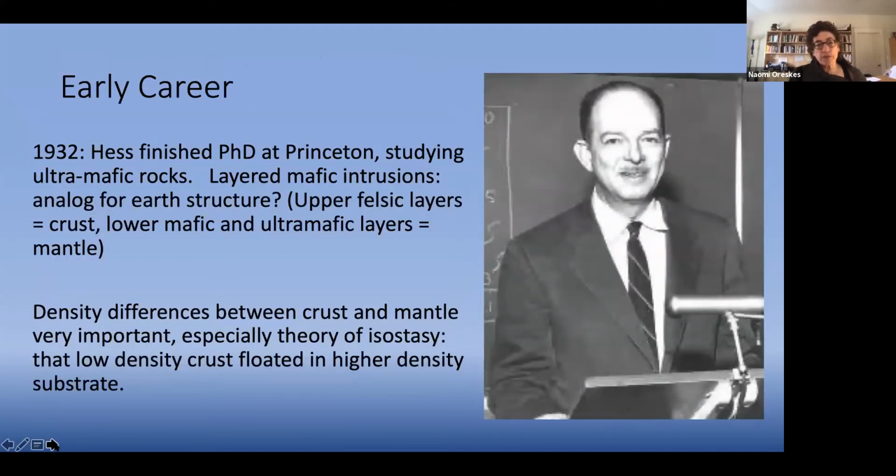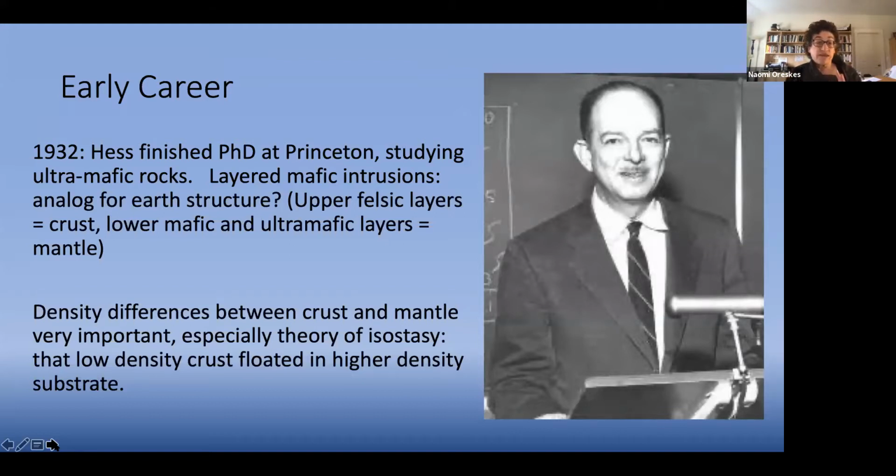So for our purposes, the story begins in around 1932 when Hess finishes his PhD at Princeton, studying ultramafic rock. His PhD focused on the problem of layered mafic intrusions, which people were very interested in at the time as a possible analog for Earth's structure. The idea had been put forward that the upper felsic layers of layered mafic intrusions were analogous to the Earth's crust, and the lower mafic and ultramafic layers were analogous to the mantle.